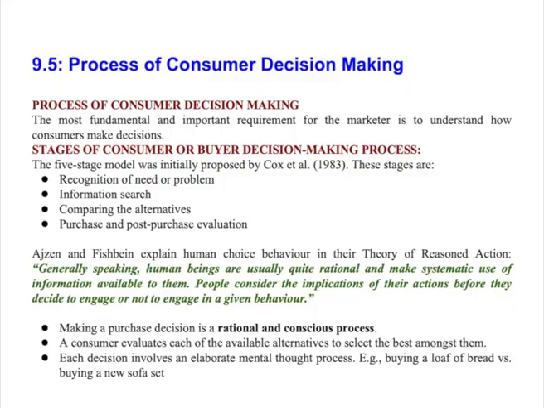So the process of consumer decision making consists of 5 stages. It's a 5-stage model. So fundamentally it talks of recognizing a need or problem, information search, comparing alternatives, purchasing the product, and post purchase behavior.